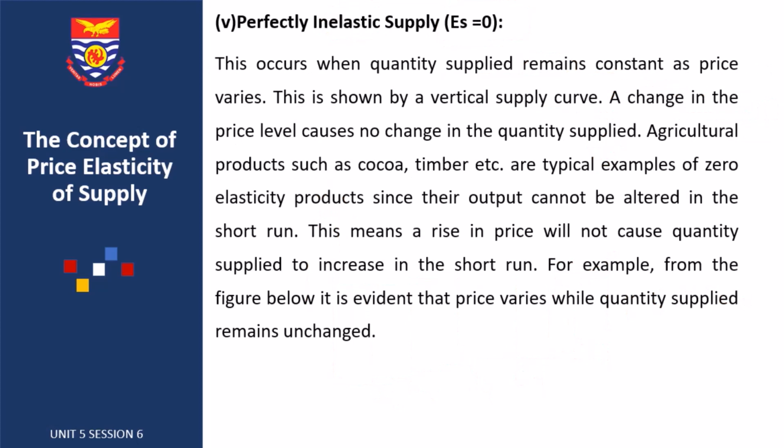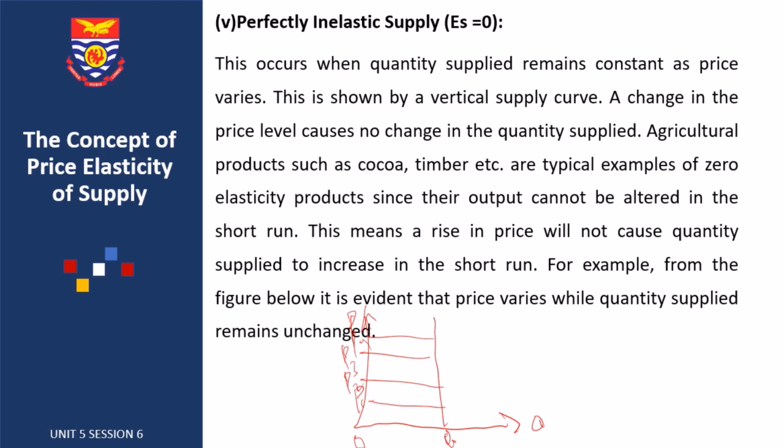Now, the inelastic occurs when quantity supplied remains constant as price varies. So it means that here the price will be changing, but the quantity supplied is going to remain constant. And it's shown by a vertical supply curve. So let me sketch a curve here. I have my Q, I have my P. It's going to be like this. So I have my Q naught, I have my 0, I can have P1, P2, P3, P4 up to infinity.